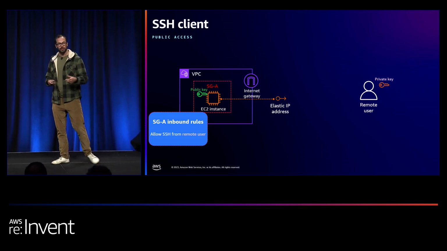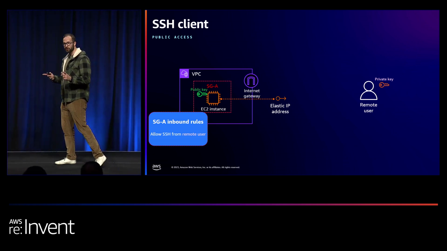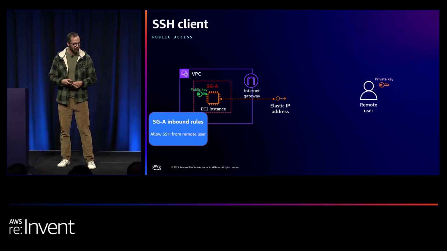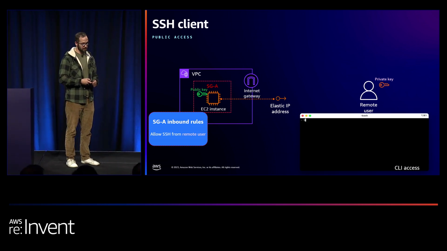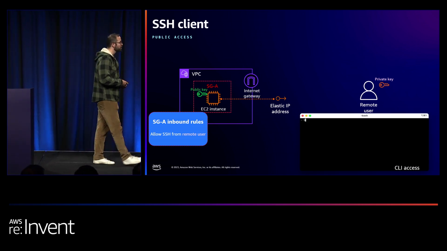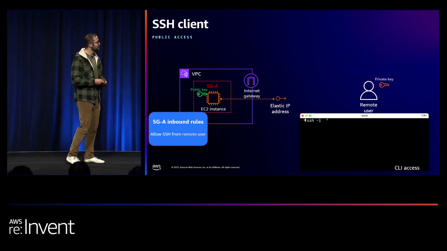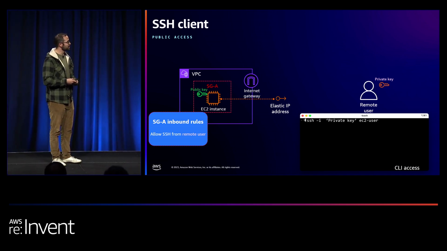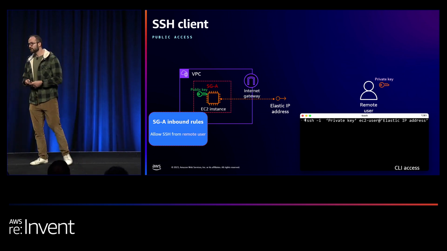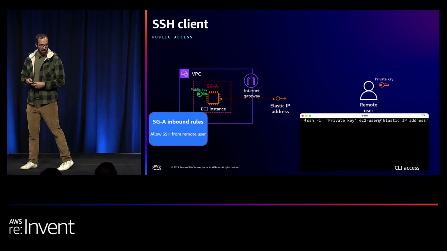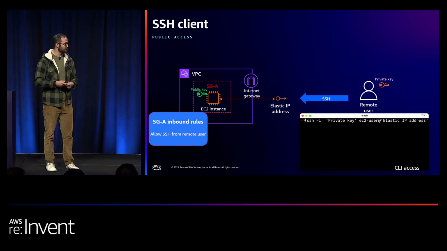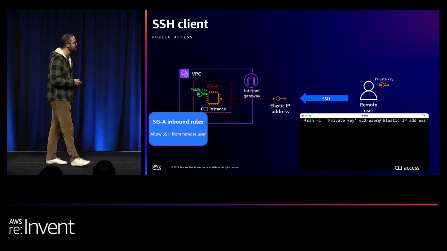Public key would go onto the instance. And as long as they match, the user will be able to establish the SSH session. So here's a CLI access example. The user will run an SSH command, specify the private key that's been assigned to them, specify their username, and then the IP address of the destination instance they're connecting to. And if all is good, they'll be able to set up an SSH session to our destination.